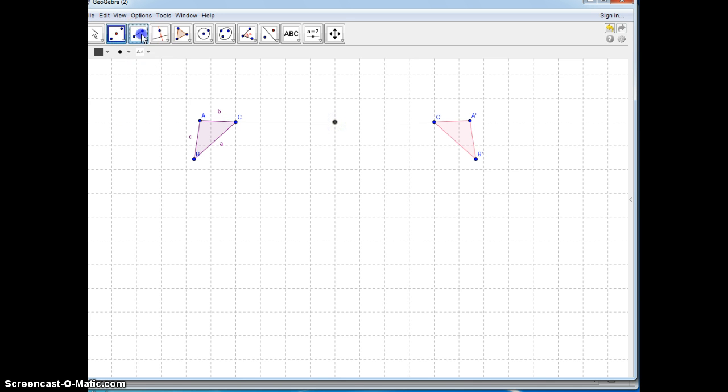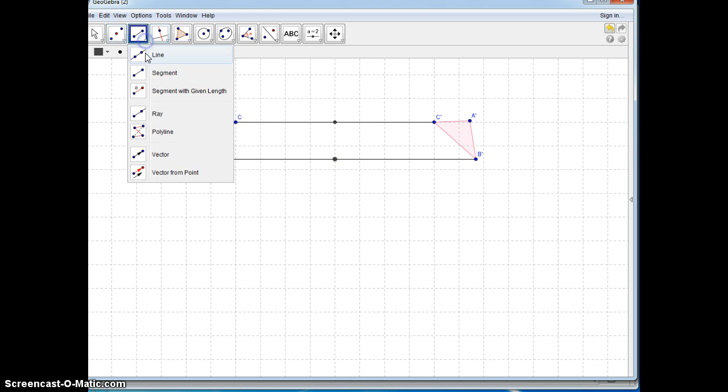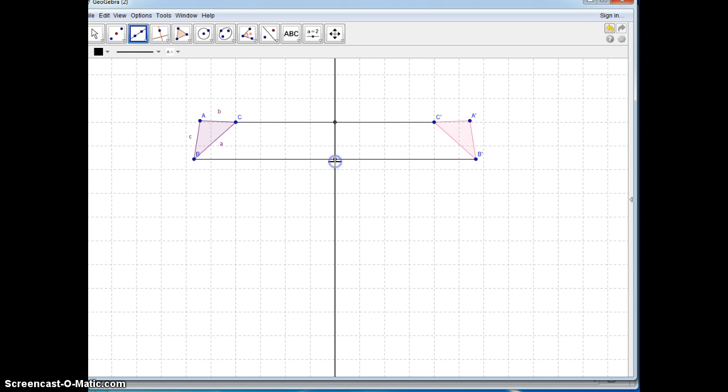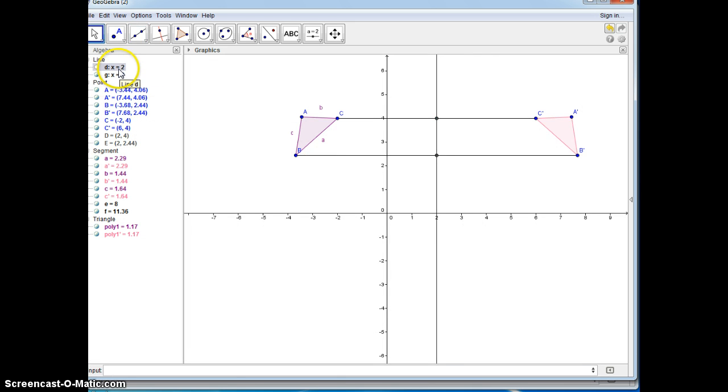And let's do another segment from B to B prime. Find the midpoint and then use the line tool. And this is the line of reflection. This pre-image was reflected over this line and ended up here. And let me move this back to the algebra graphics view. This line is x = 2.